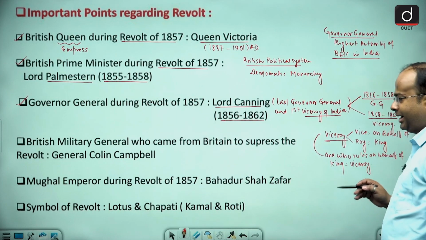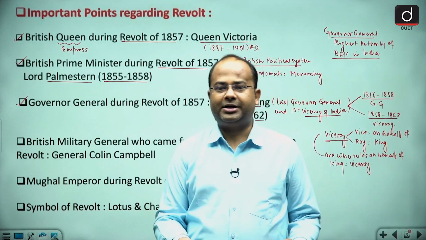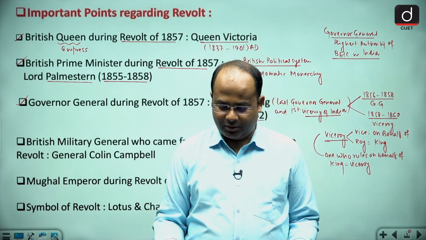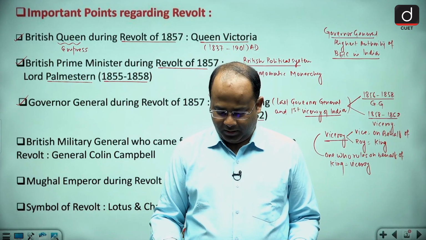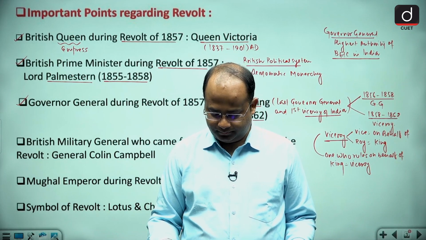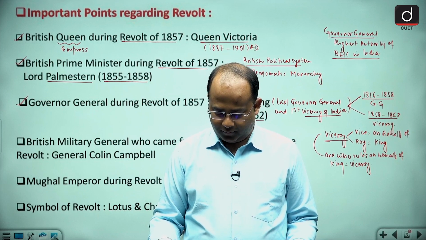So vice, it is a Latin word, whereas roy, it is a French word. So one who rules on behalf of king is called viceroy. So is that clear to all of you guys?